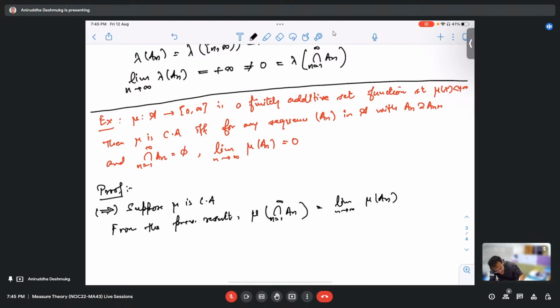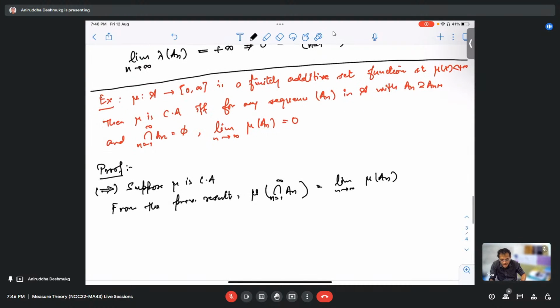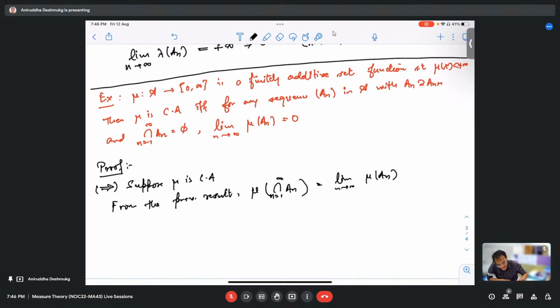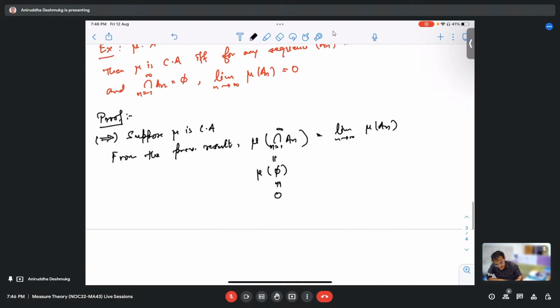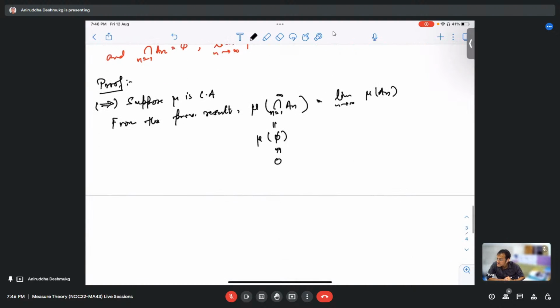Well, I should not say measure, because they are calling it a set function for the time being. But anyway, on the other hand, this is what? This is mu of the empty set. But since this is a totally finite set function, mu of the empty set is 0. So the limit of mu An is 0. Is this fine?